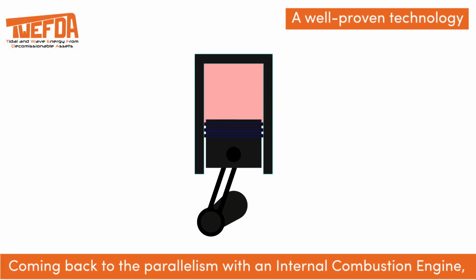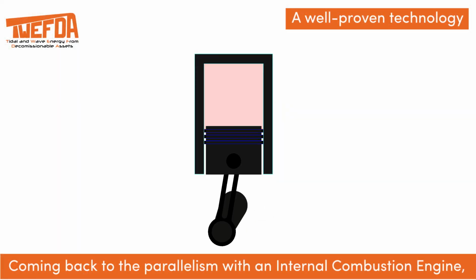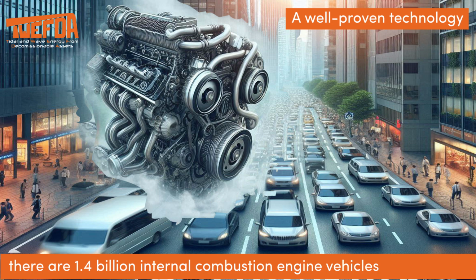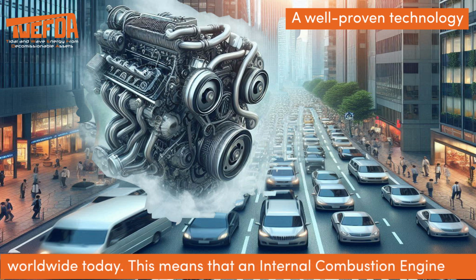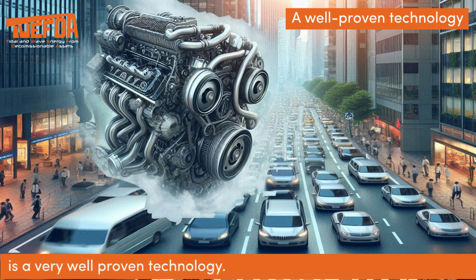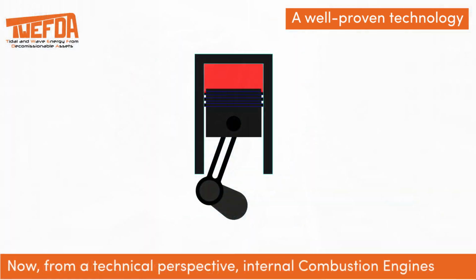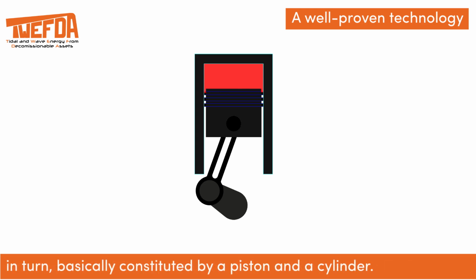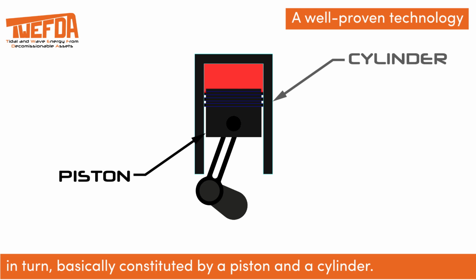Coming back to the parallelism with an internal combustion engine, according to the Western producer, there are 1.4 billion internal combustion engine vehicles worldwide today. This means that an internal combustion engine is a very well proven technology. Now, from a technical perspective, internal combustion engines are made out of compression modules, which are in turn basically constituted by a piston and a cylinder.